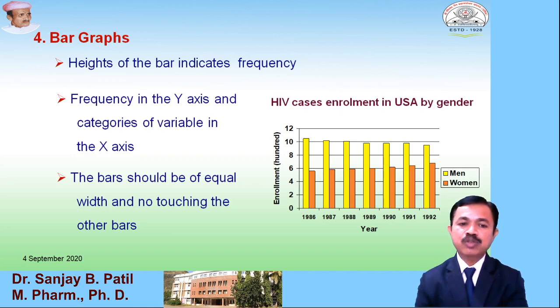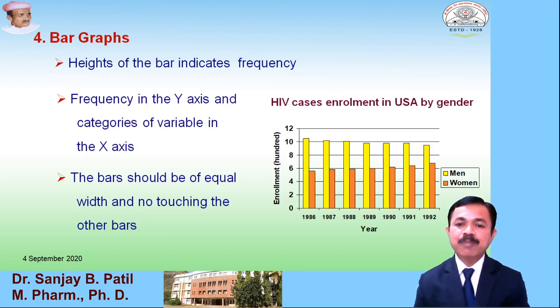So the bars should be of equal width and not touching the other bars, while in case of the histogram the continuous classes are considered, hence all the rectangles with respect to the frequencies are adjacent to each other. And again, while constructing the bar graph, consideration must be given to an appropriate scale along with a uniform space or gap between individual bars representing various categories of the variables or characteristics.